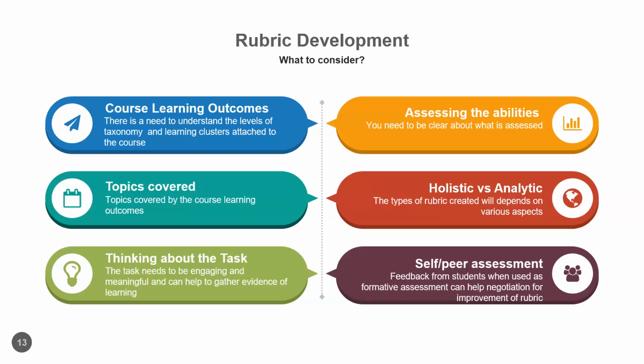Then the next step is to think about the task. What is it that you want them to do? If you are using a rubric, and you know that a rubric is related to alternative assessment, if the task is not engaging and meaningful, you have not done well. So you've got to make sure that the task you're asking them to do is actually engaging. Engaging means they really like doing it. And it's meaningful, that's actually more important.